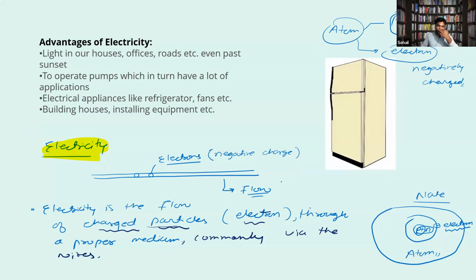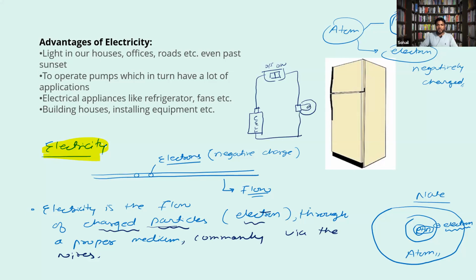Right. Now let's talk about a closed pathway in which electricity will be flowing. For example, this is our switch. For example, this is a switch on off. Okay, this is a battery. This is a cell. Okay, now, on the other side, you have connected a bulb to it.